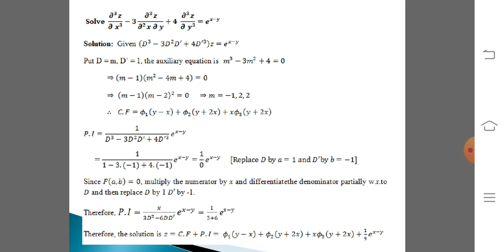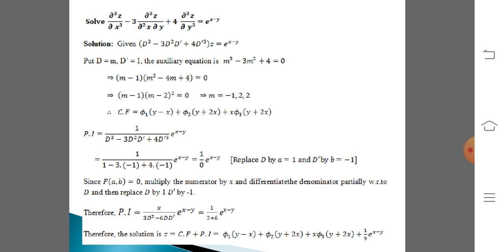If we substitute these values 1 and minus 1 for D and D dash, we see that the denominator becomes 0. So, denominator is becoming 0 while substituting D equal to 1 and D dash equal to minus 1. What to do to find particular integral when denominator becomes 0? We have to write x in the numerator and differentiate the denominator partially with respect to D.